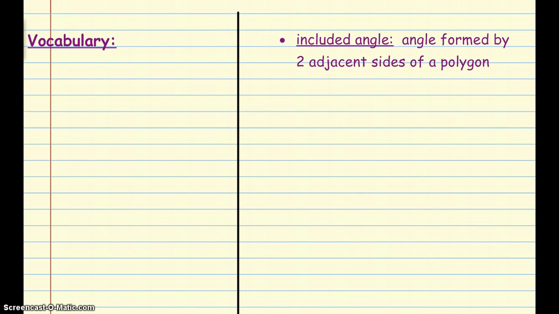An included angle is an angle formed by two adjacent sides of a polygon. So if I had a pentagon here, this angle right here with the green would be considered an included angle because it's made up of those two adjacent sides of a polygon.